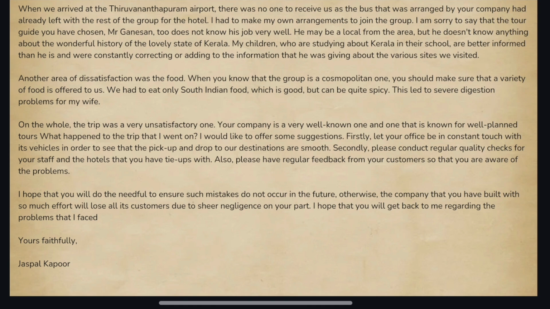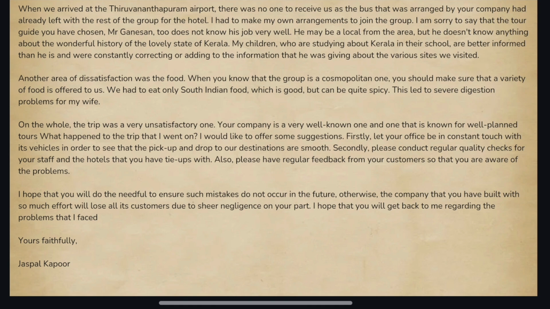Firstly, let your office be in constant touch with its vehicles in order to see that the pickup and drop to our destinations are smooth. Second suggestion comes. Secondly, please conduct regular quality checks for your staff and the hotel that you have tie-ups with. Third, also please have regular feedback from your customers so that you are aware of the problems. Last, the concluding line, the ending one.